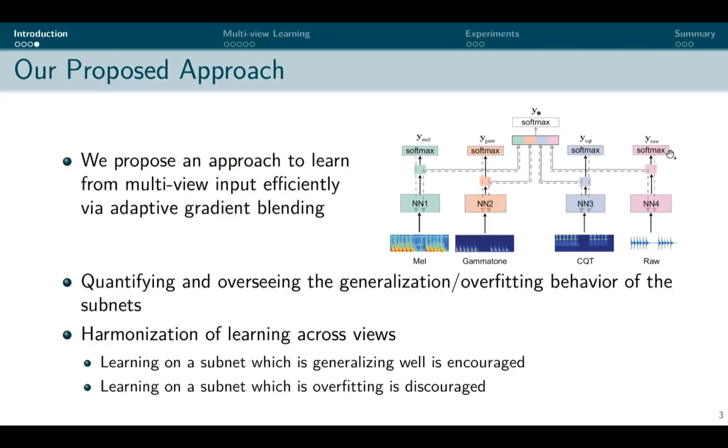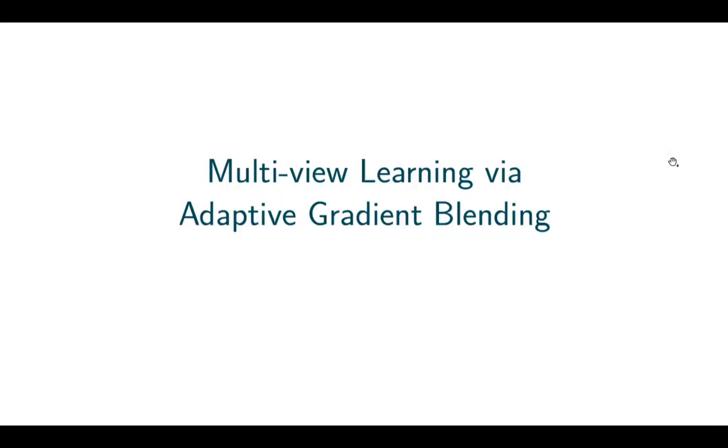As long as we are able to do that, we are able to harmonize the learning rate across different views, so that the subnetwork which is generalizing well will be encouraged to learn, whereas the one which is overfitting will be discouraged from learning. In the next few slides, I will describe in more detail how we can do adaptive gradient blending for multi-view learning.